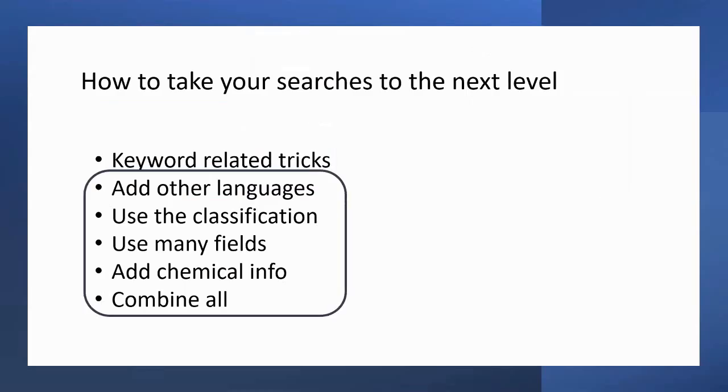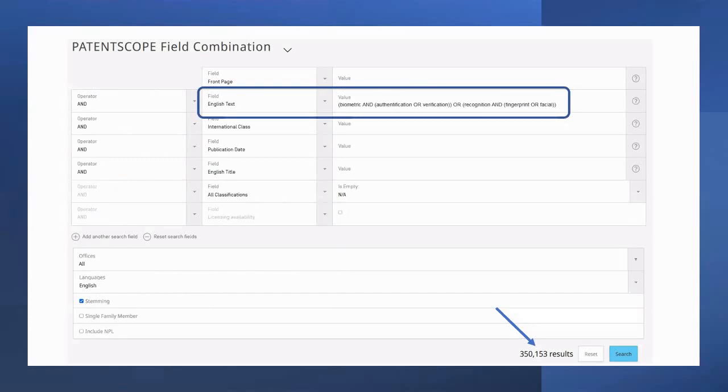So a lot of what's on this slide to elevate your searches involves mixing different fields, whether it's to add another language, to use the classification, use Manifold, add chemical information, combine all those. This involves mixing the fields, and this is what the field combination is all about. You have different fields available in all the drop-down menus. A lot of fields are available.